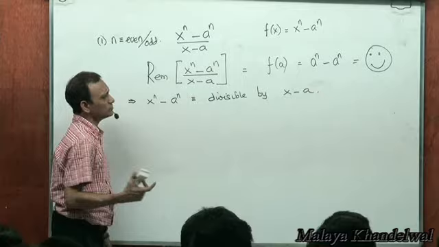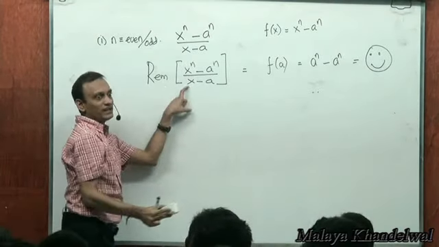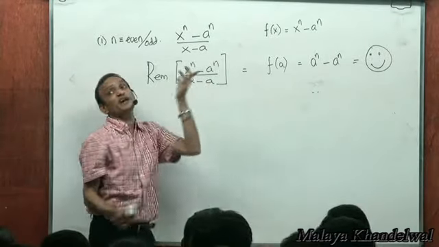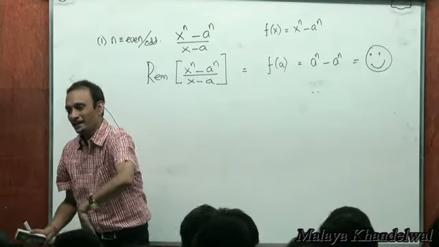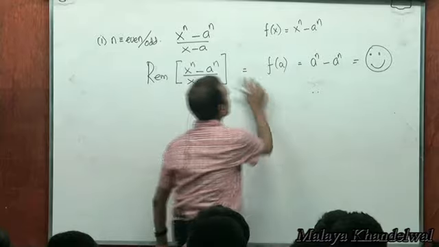Confused? No. Because the remainder is 0, this is perfectly divisible. That means x minus a must be a factor of x power n minus a power n.